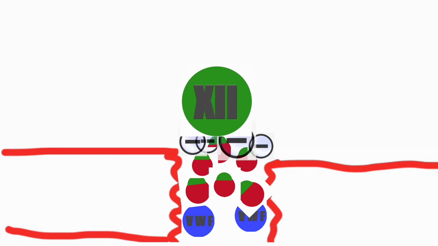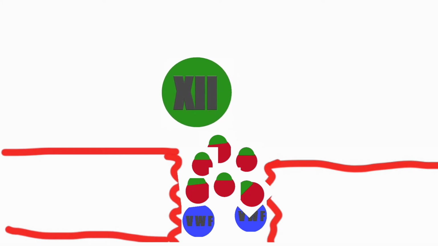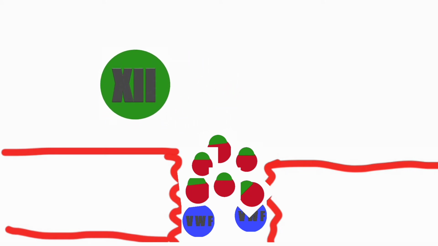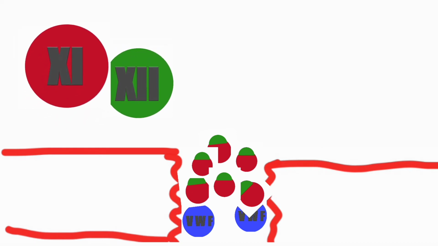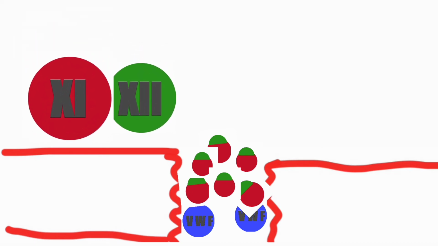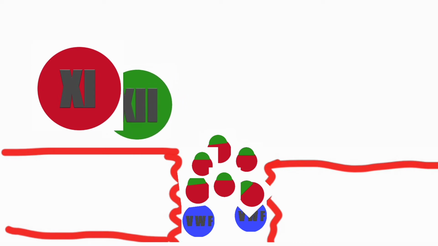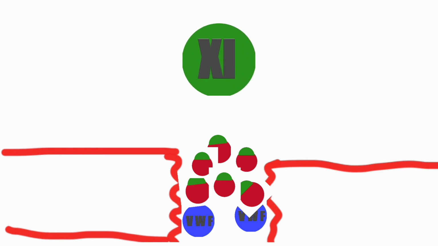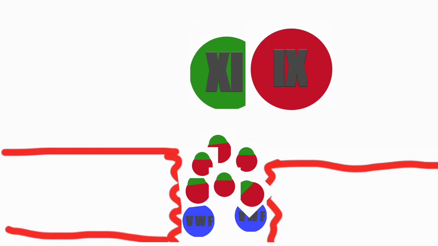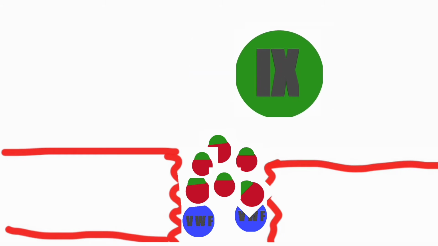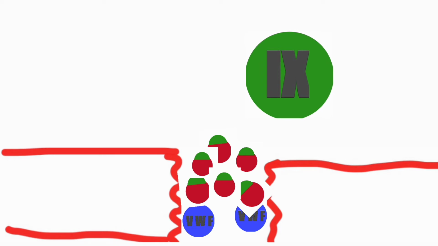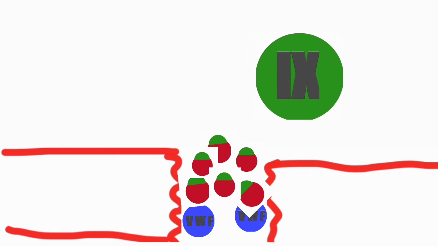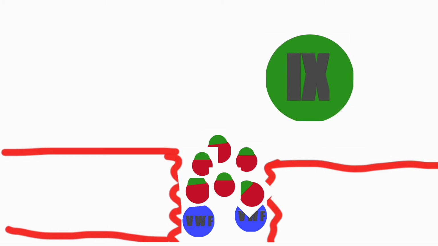So now we have activated factor 12. This activated factor 12 will then convert inactive factor 11 to activated factor 11. This activated factor 11 will then convert factor 9 from inactive factor 9 to activated factor 9. Remember, I said activated factor 9, not factor 10. Don't follow the sequence, right? So factor 11 activates factor 9.